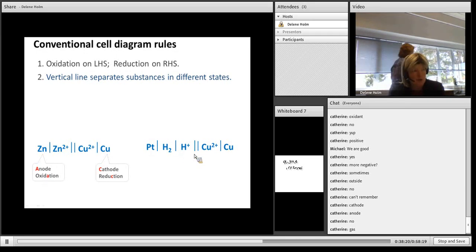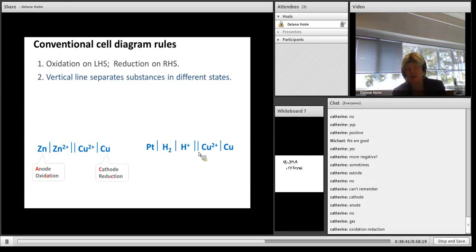The double line we'll talk about just now, but you know about that. What does a double line represent? So Catherine's typing. It's the division between the oxidation and reduction, and it represents the salt bridge, because the salt bridge is the one that connects the oxidation half reaction to the reduction half reaction. Without the salt bridge, nothing's going to happen. So we have to have a salt bridge. And then, of course, this is an aqueous going to a solid, so we have another vertical line.